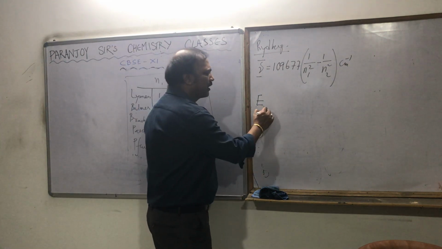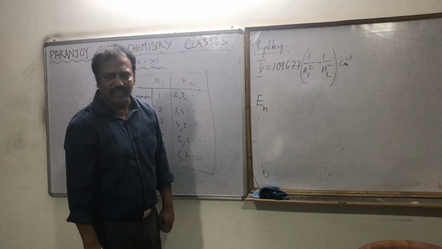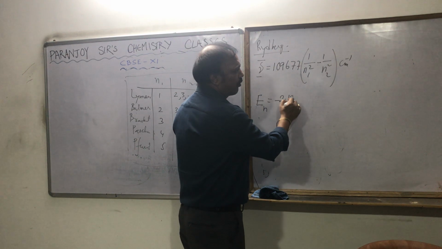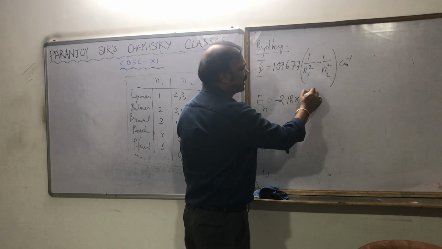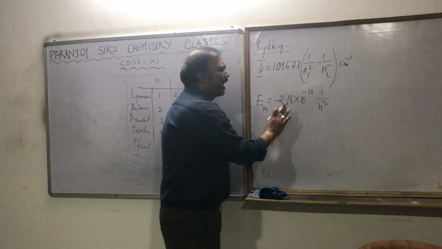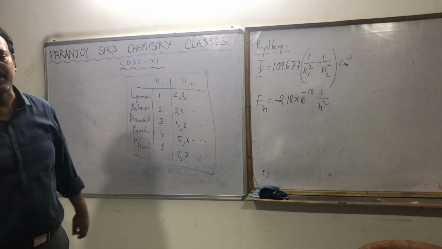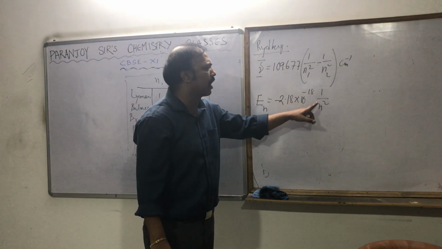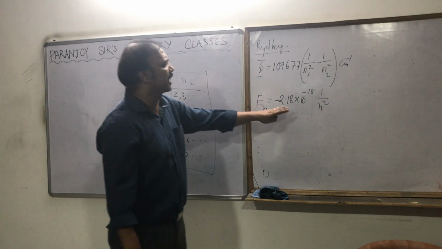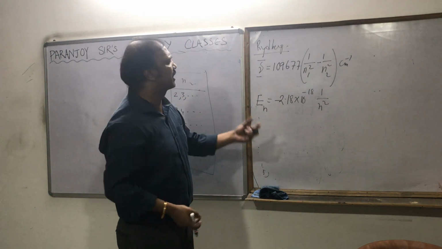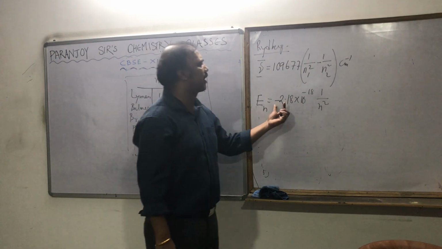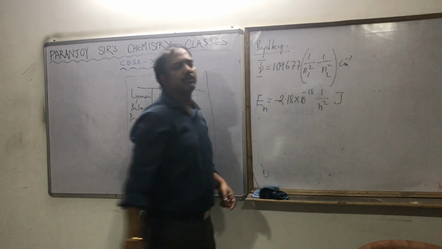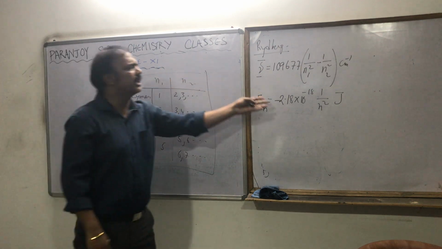He told En. En means energy of nth level. Energy of nth level equals minus 2.18 into 10 to the power minus 18 into 1 by n square. Again and again I am saying, these are only for the hydrogen atom. That is what is energy. So if I ask you what is the energy of the 10th level, you can very easily say E10 equals minus 2.18 into 10 to the power minus 18 into 1 by 10 square. Obviously the energy's unit is joule. From here only he calculated.